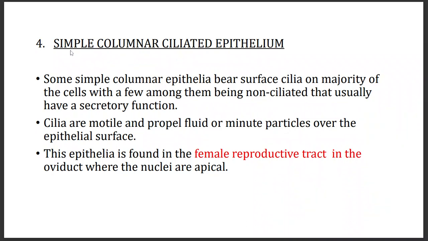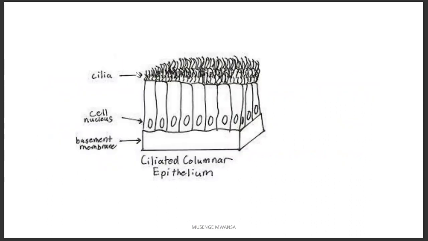The same simple columnar, which is longer going up, can also have cilia, and so you call it simple columnar ciliated epithelium, or ciliated simple columnar. This one is mostly found in the female reproductive tract, in the oviduct. We know that in the oviduct, the egg comes from the ovaries, passing through the oviduct to the womb. So it has to be pushed. That is why we have the cilia there. And that kind of epithelium is simple columnar.